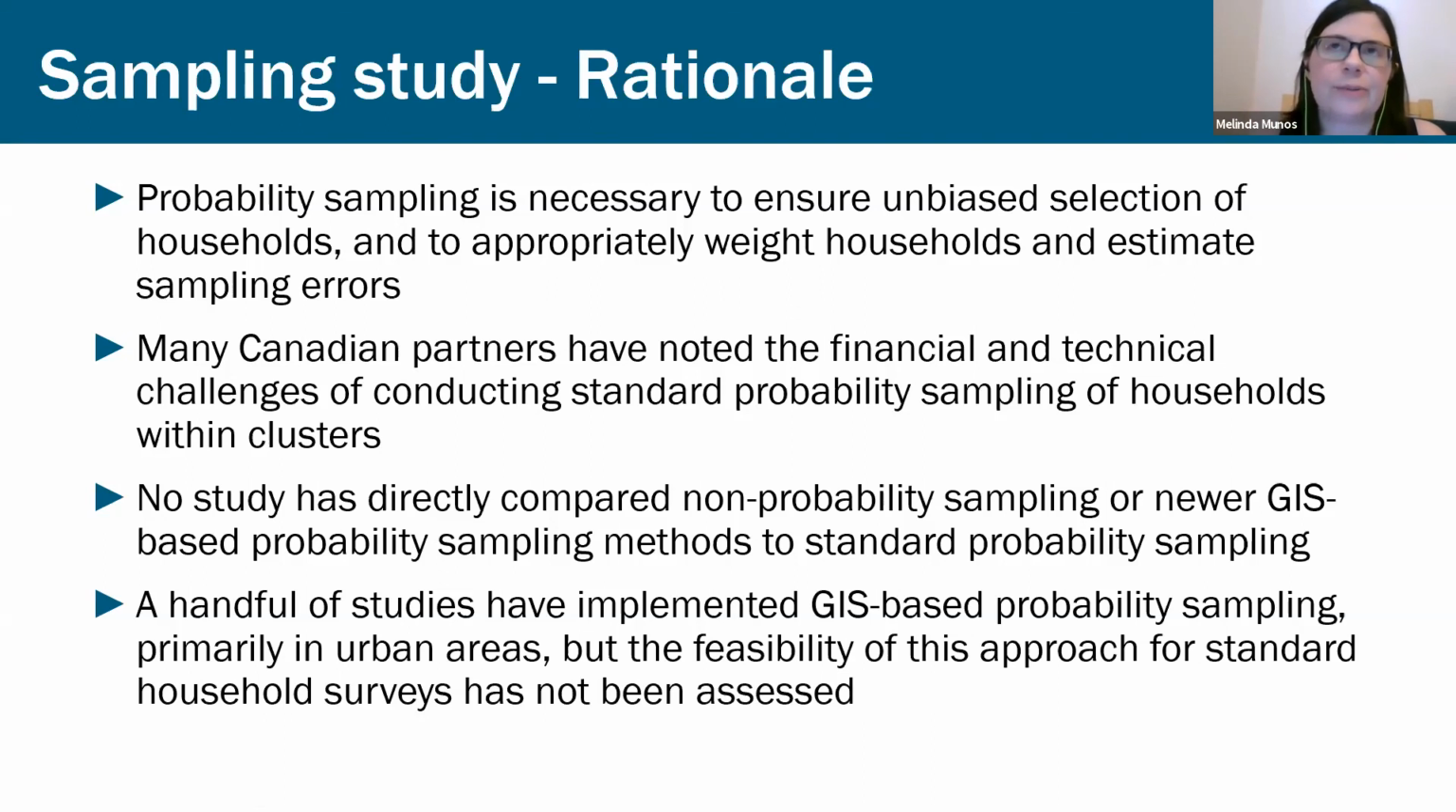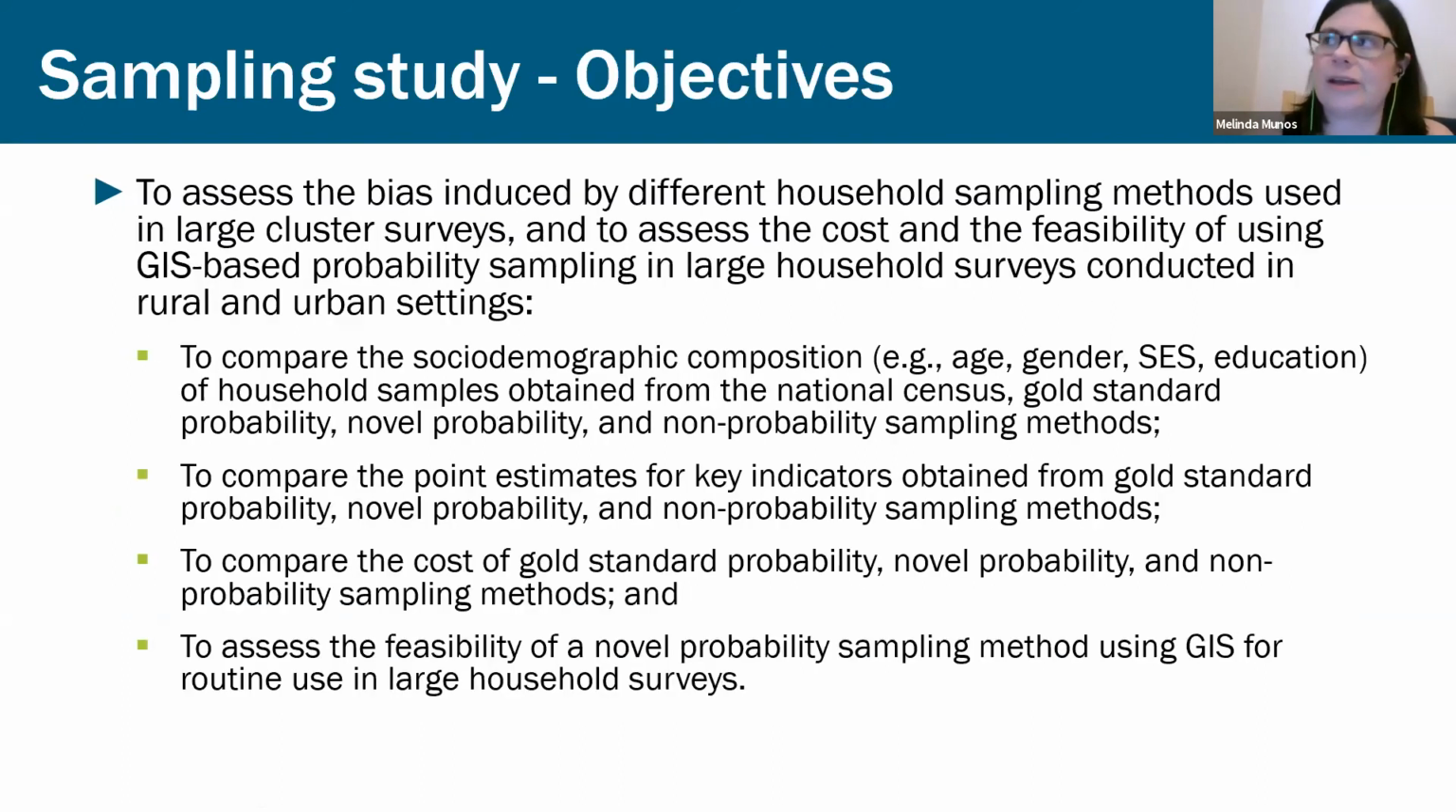And so we wanted to try out that approach more broadly, like with a standard household survey that covers a range of different types of areas, and also to compare it head-to-head with standard sampling, as well as EPI or random walk sampling, which a lot of organizations use. And so we have implemented this study in Burkina Faso in urban, peri-urban, and rural areas.